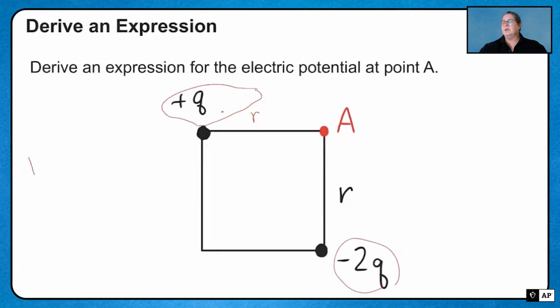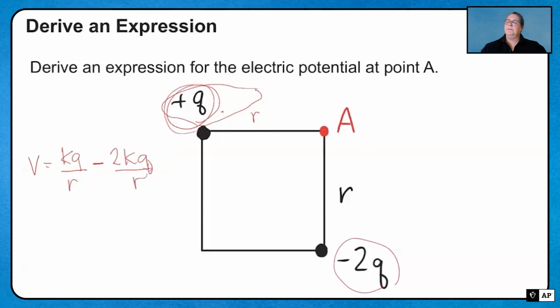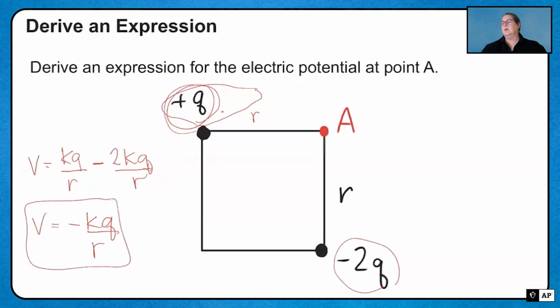So the potential is going to be, again, the sum. I'm going to have KQ over R for this positive Q charge. And then I'm going to have minus, because of the negative 2Q, 2KQ over R. And so if I have KQ over R minus 2KQ over R, I'm going to end up with minus KQ over R. And that is the expression for the electric potential here at point A.